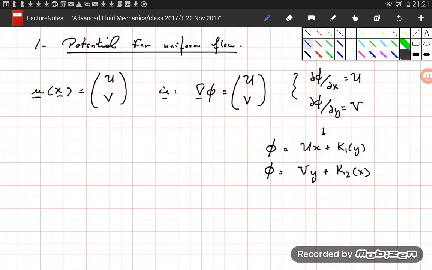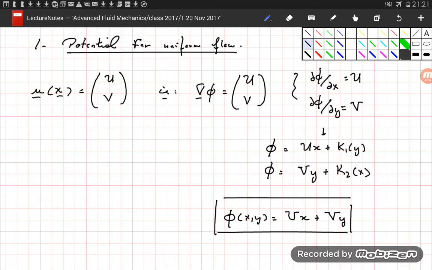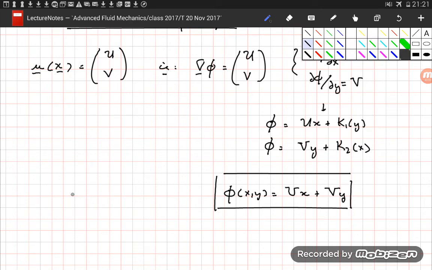Now because phi is a defined function, one potential which can be written in both forms will simply be the potential phi as a function of x and y equal to ux plus vy. This is the potential corresponding to the uniform flow U, where the x component is capital U and the y component is capital V. And this is all written in Cartesian coordinates.